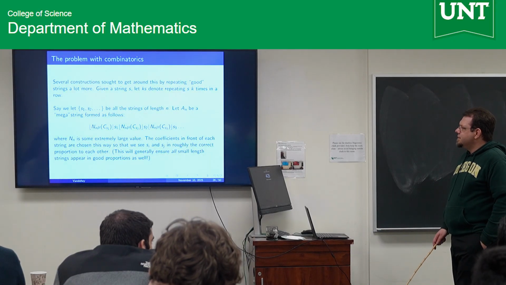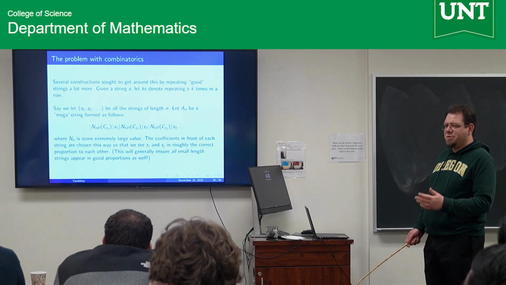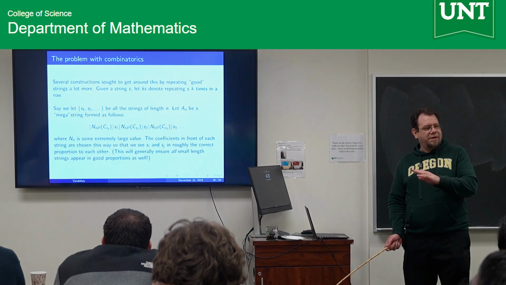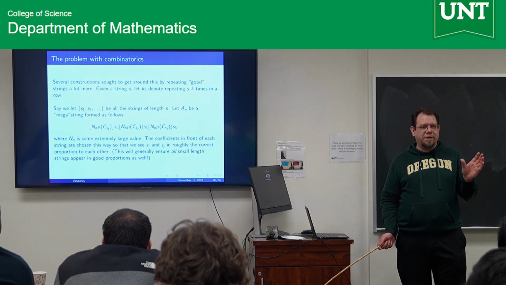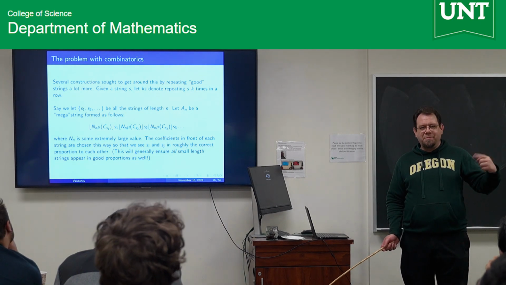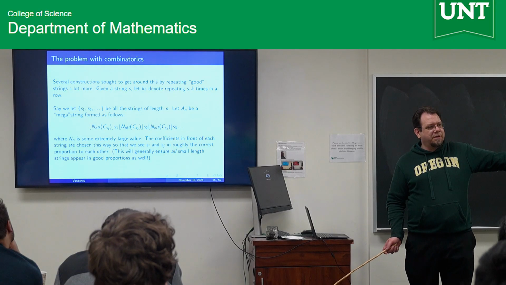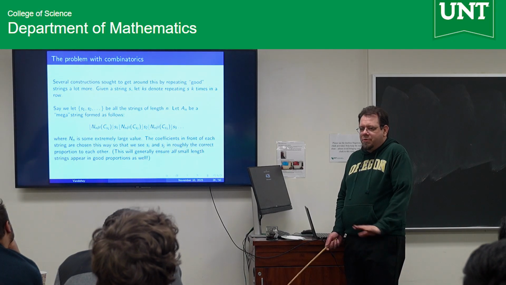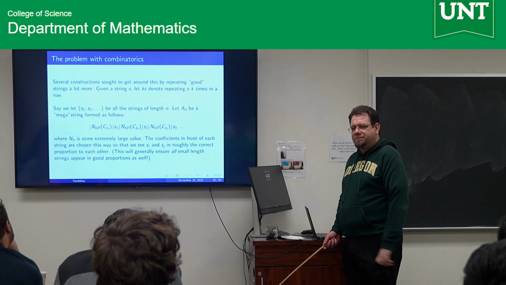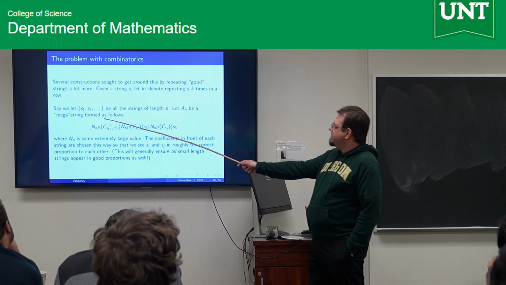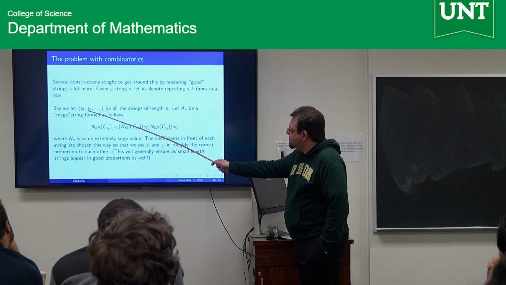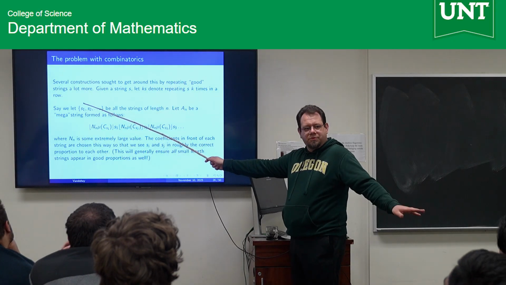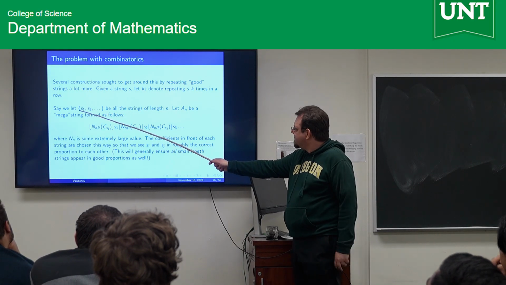Well, several constructions have sought to get around this by kind of repeating the good stuff. If I know that I have a finite string that's already close to normal in some sense, repeat that a lot, because that's going to act like normal on a large scale then. And if you have something that's not close to normal, don't repeat it quite so much. So let's say we take a set that has all of our strings of length n, every possible string you can construct in your system.